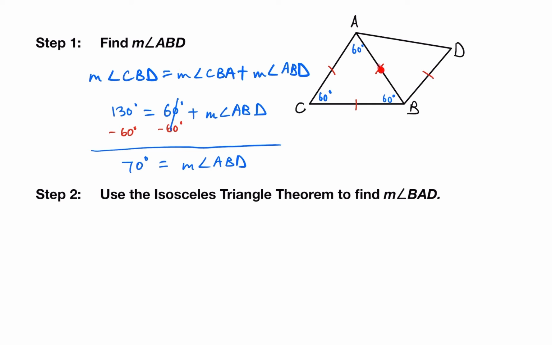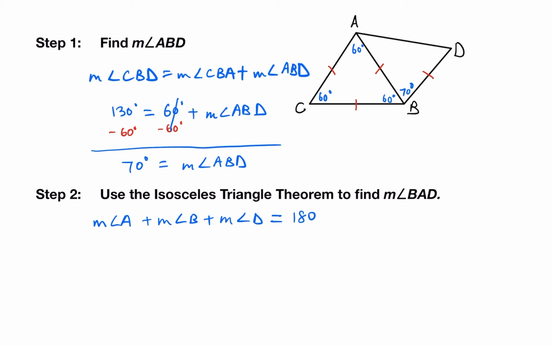Step two is to use the isosceles triangle theorem, because triangle ABD is an isosceles triangle. We have this side equal to this side, and we're going to use that theorem to find the measure of angle BAD. In step one, we figured out that the measure of angle ABD is 70 degrees, so this is 70 degrees. We know that the angles add up to 180 degrees.